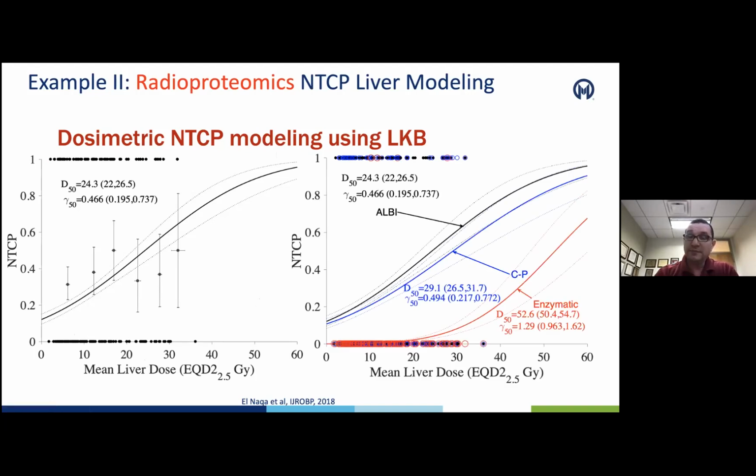Now, endpoints play a critical factor here. So instead of albumin-bilirubin, one can actually use Child-Pugh, which is quite similar in terms of performance, or using enzymatics. And the sensitivity of the model actually will change depending on the endpoint that is being used to define the toxicity, in this case, liver function.